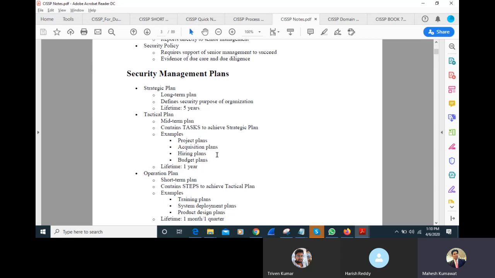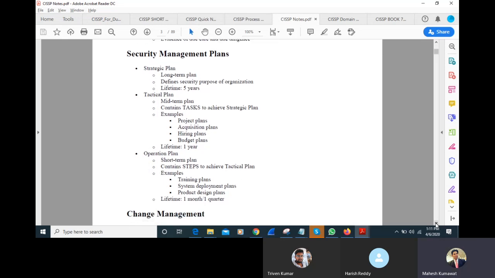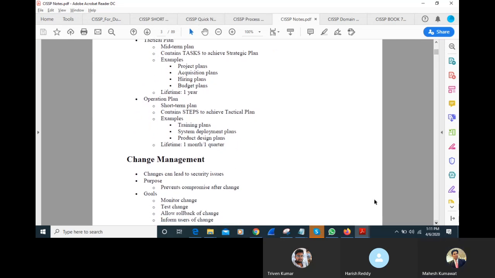Suppose we need to provide security in the company for 1 year, and then we need to create some operational plan. It's a very short-term plan and it contains steps to achieve the tactical plan. What are we going to achieve? We need to provide some training plans. We need to train all the people of the company if we're going to achieve security in the company.